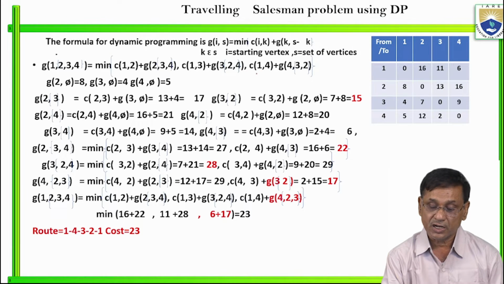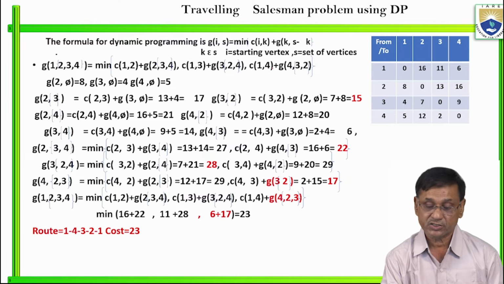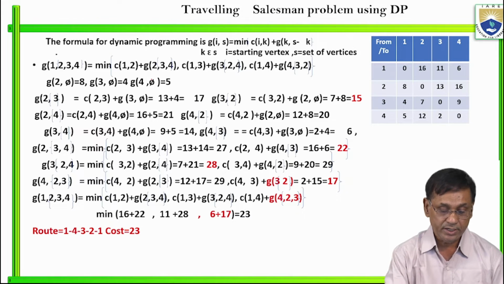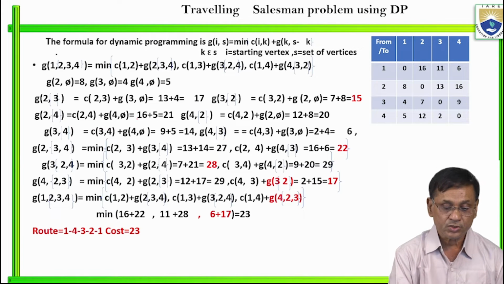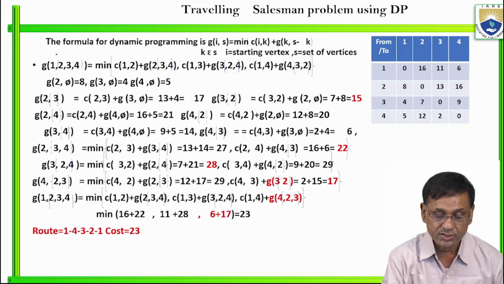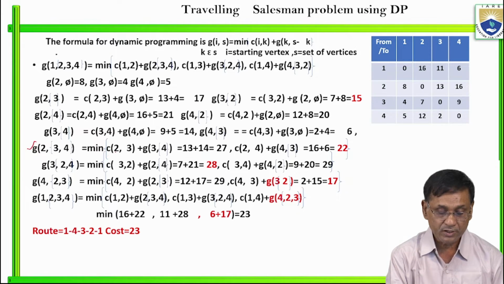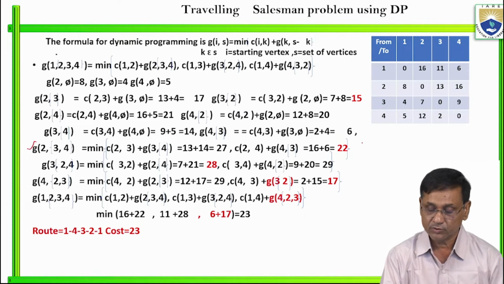Then the cost of going from 1 to 4, that is cost of edge 1 to 4 plus cost of going from 4 to the remaining vertices 3, 2. So for calculating this we need these values. So I analyzed here the cost of going from 2 to 3, 4. That is the minimum of cost of going from 2 to 3 plus cost of going from 3 to the set of vertices 4. So the value we have to find out.